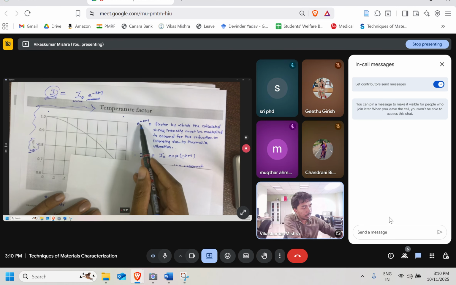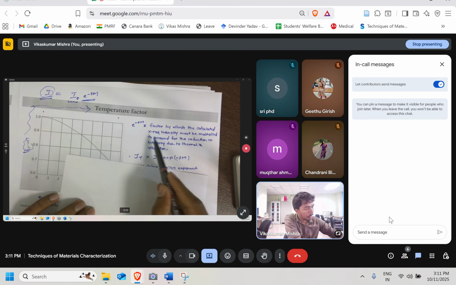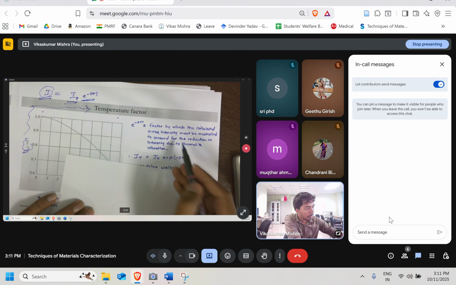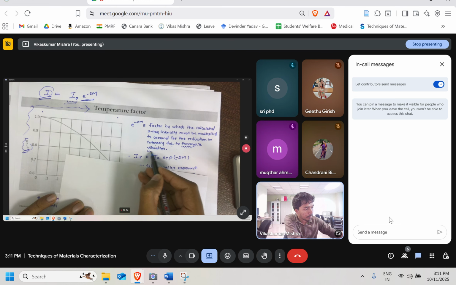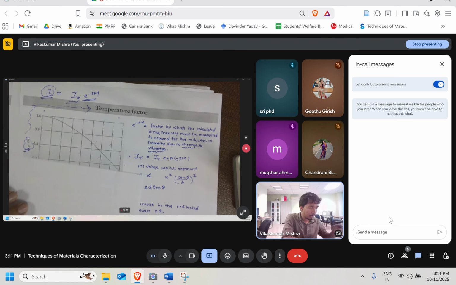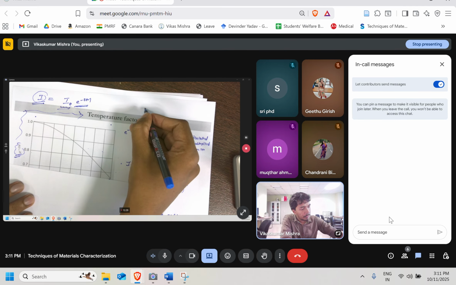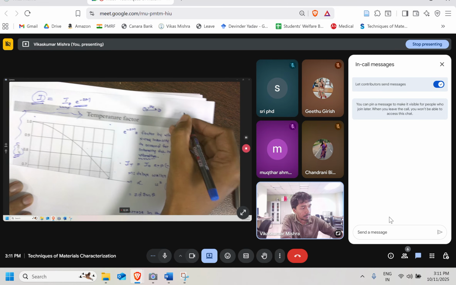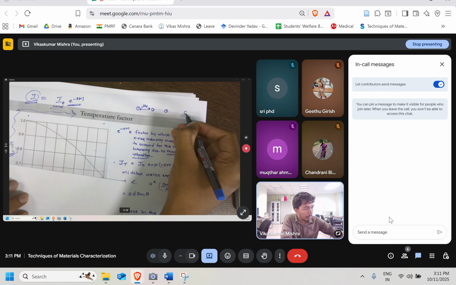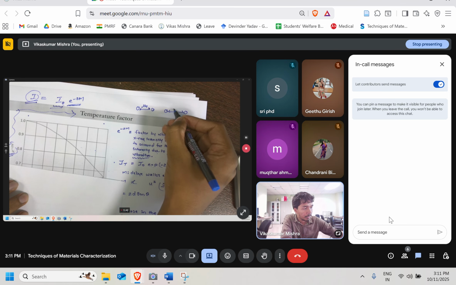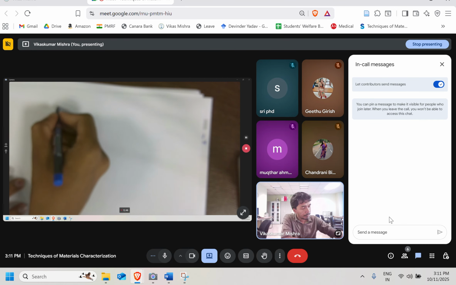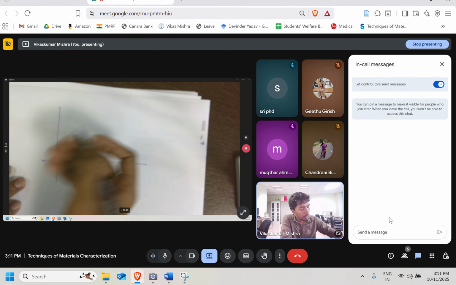So let's see this part. e to the power of minus 2M is a factor by which the calculated X-ray intensity must be multiplied to account for the reduction in the intensity due to the thermal vibration. So what is happening over here? The distance between the atoms, let's say initially u naught, if we increase the temperature, they will vibrate, their mean position will again change. It will, let's say, go to some u position. We usually see the diagram, we call it a potential well.